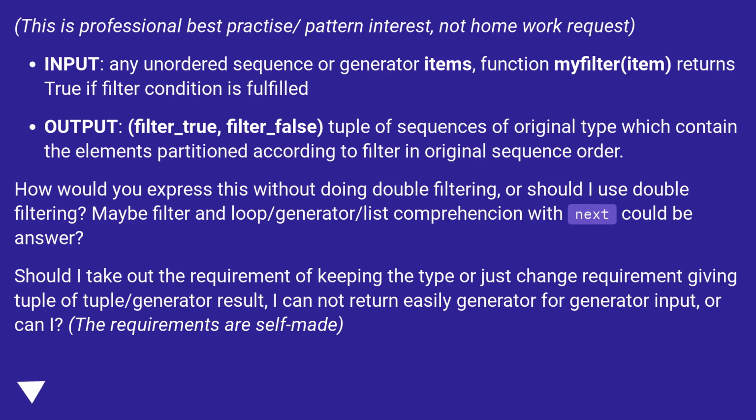Maybe filter and loop / generator / list comprehension with next could be the answer. Should I take out the requirement of keeping the type, or just change the requirement, giving a tuple of tuples / generator results? I cannot easily return a generator for generator input, or can I? The requirements are self-made.